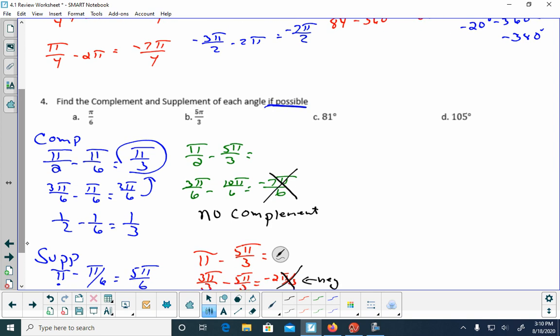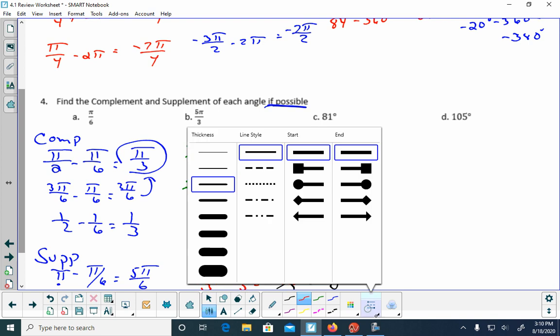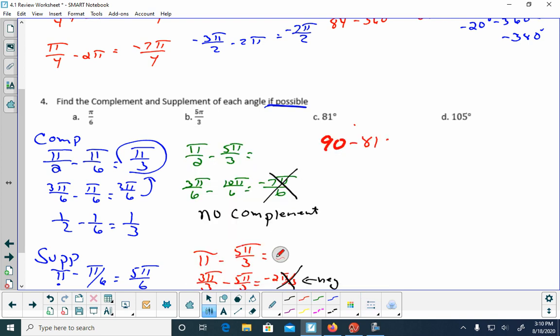Okay, 81 degrees. It's in degrees, so I'm going to take 90 minus 81. And I'm going to get 9 degrees. That's positive, so that's okay. That's my complement. I'm going to take 180 degrees minus 81 degrees. And I'm going to get 99 degrees, and that's going to be my supplement.